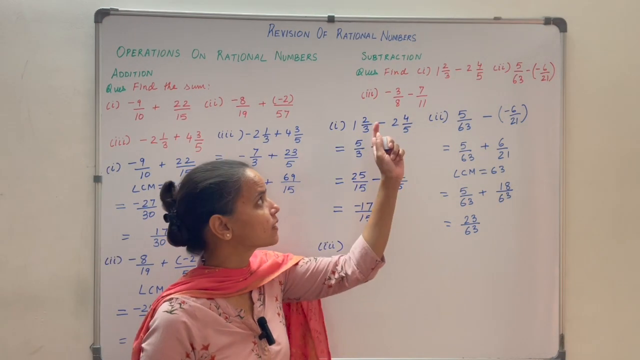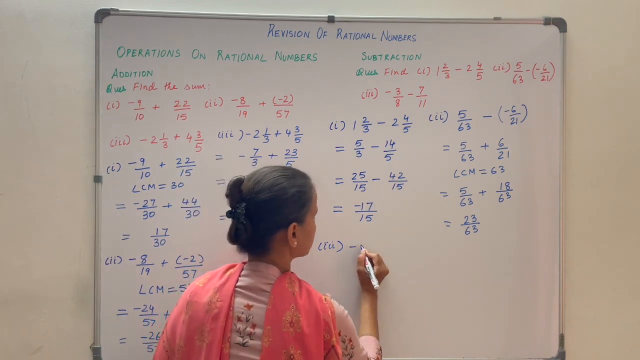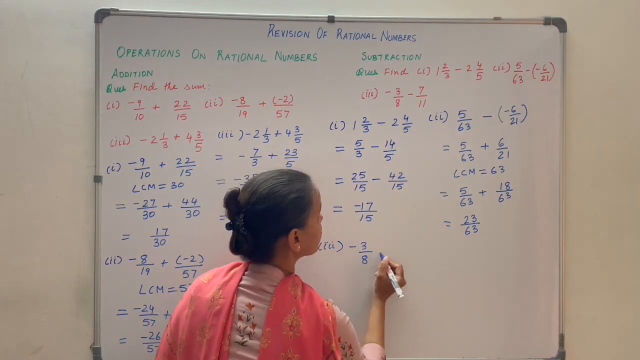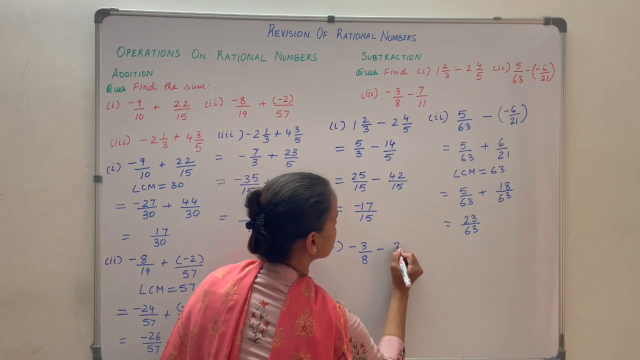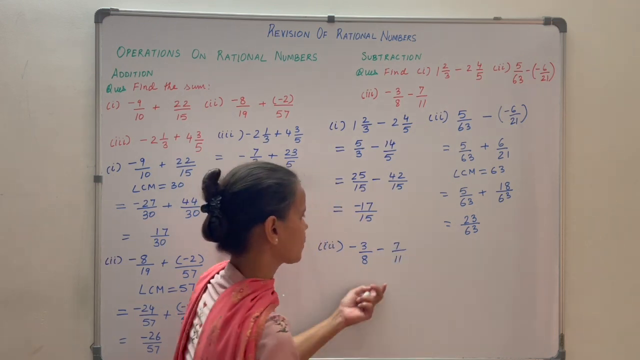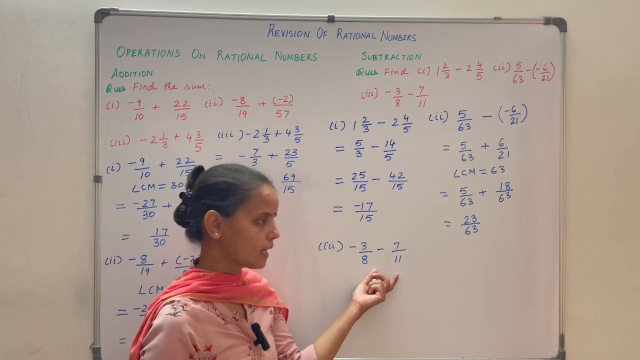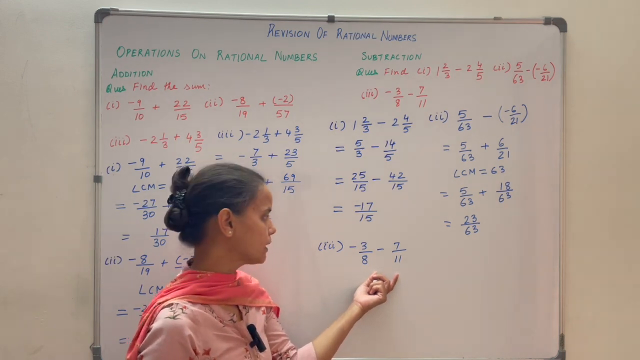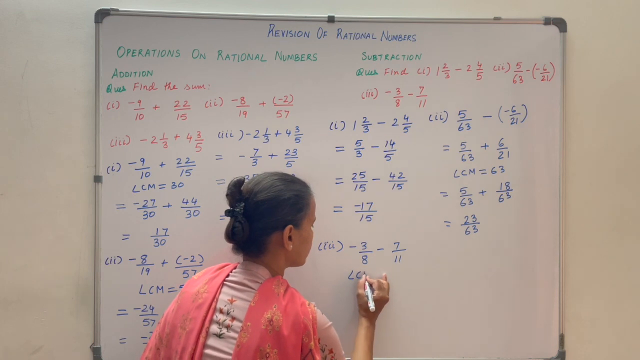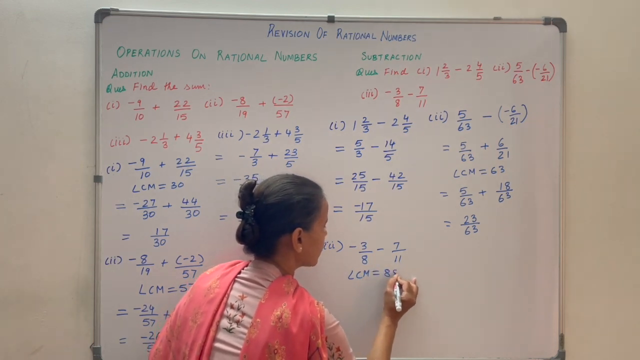Now let us take the third question here. The third question here is minus 3 by 8 minus 7 by 11. So here the denominators are different. You need to make the denominators same by taking the LCM. So LCM of 8 and 11 is 88. So LCM here is equal to 88.